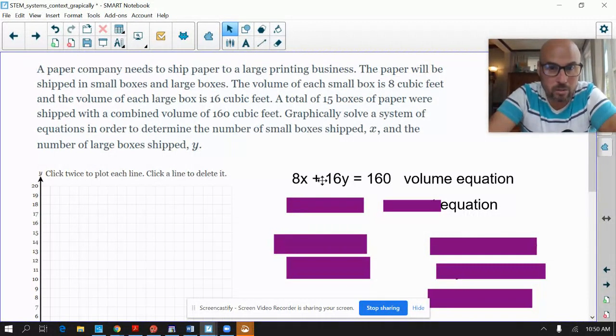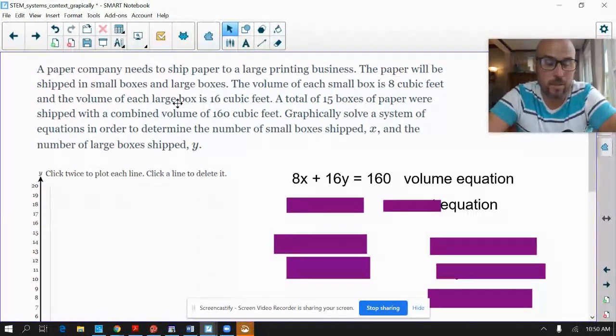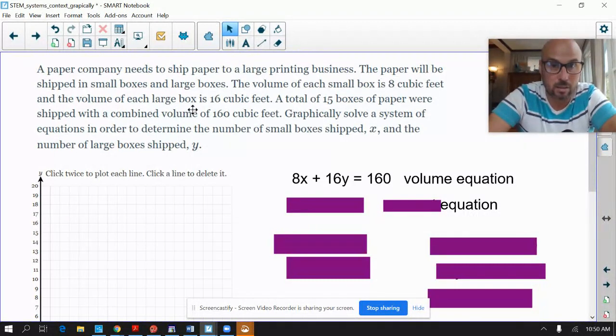That's one equation. What about the other one? Well, the only other number identified in this whole paragraph is the number 15. A total of 15 boxes. Remember a minute ago when I said X could be 100 because there could be 100 boxes? Well, that can't be true because there's a total of 15 boxes. So I could have 14 small boxes, which would mean one large box. Or I could have 8 small boxes, but that means 7 large boxes because the total is 15. So that is just X plus Y is 15.